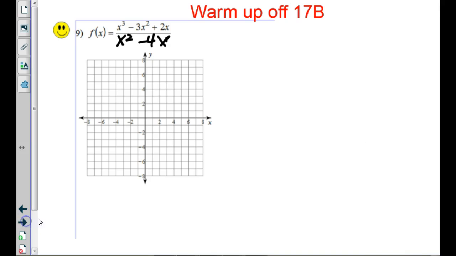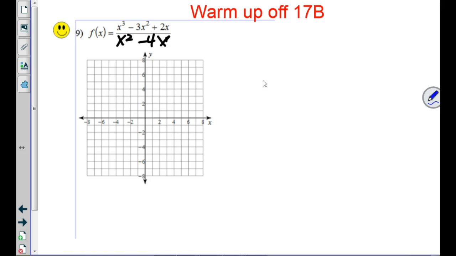The warm-up problem I have for today, the first one is off 17b. This is number 9. Part of the homework check is 17b, so it would be really good if you were doing this with us. No, 17b was not yesterday's homework. 15 was yesterday's homework.